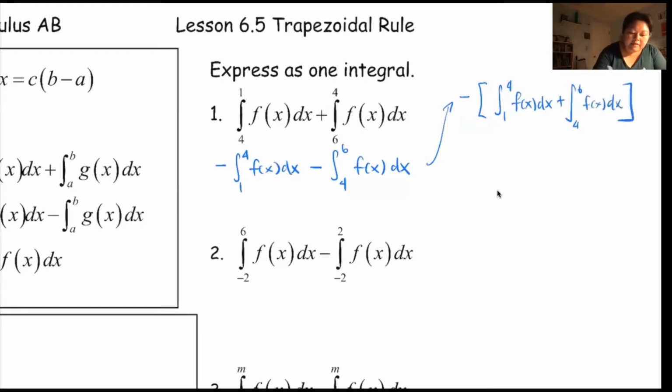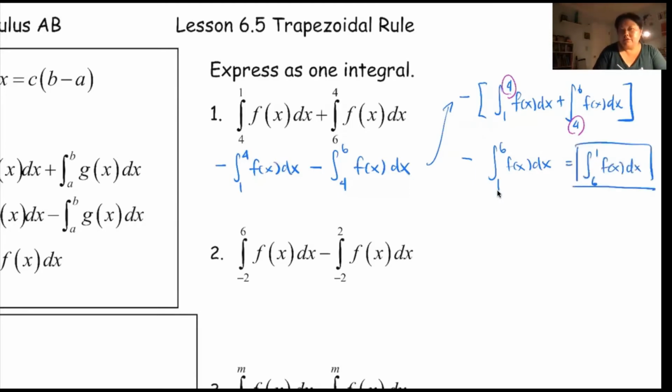And now I have the numbers matching in the right places. The 4's go away. So now I have this final answer of integral 1 to 6, f of x dx. Now, some books don't like that answer because they don't want the negative in front. So remember, what the negative does for us is to flip the interval. So really, you could write your final answer as 6 to 1, f of x dx. And that would be a good final answer, okay?